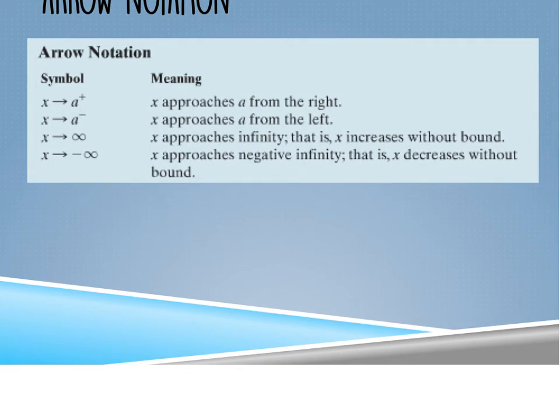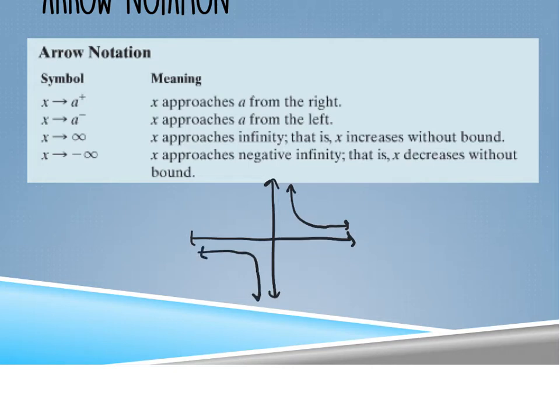On this next slide, it's talking about the arrow notation if we had our rational function with our little boomerangs. If x approaches a on the positive side, we would need to come from the positive direction, so we're coming from the right side. If x approaches a with the little negative sign, we're coming from the left, so we would start from the left side.